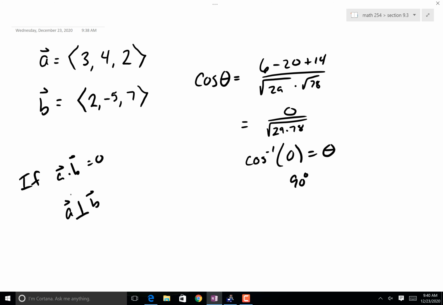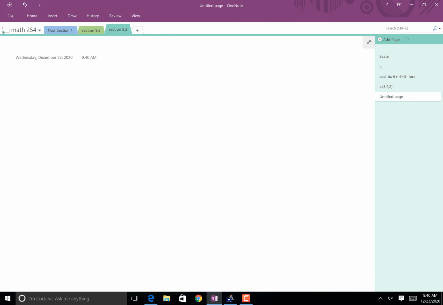Okay, so keep that in the back of your head. Dot product equaling 0 means we have orthogonal vectors. That's a big deal. It is a huge deal. If it's not 0, they're not orthogonal, friend. Okay, it's that easy. Not a problem.